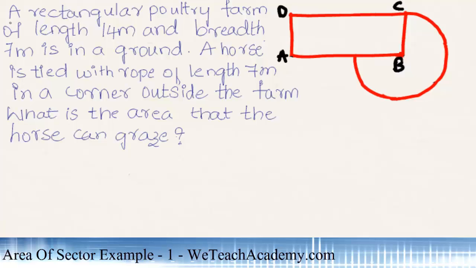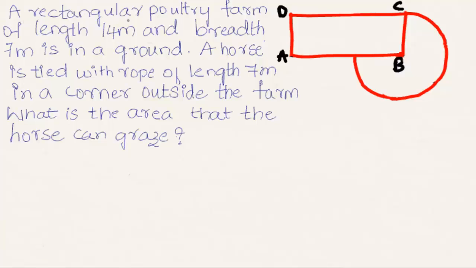So here the given example is a rectangular poultry farm of length 14 meters and a breadth 7 meters in a ground, and a horse is tied with a rope of length 7 meters in a corner outside the farm. So what is the area that the horse can graze?